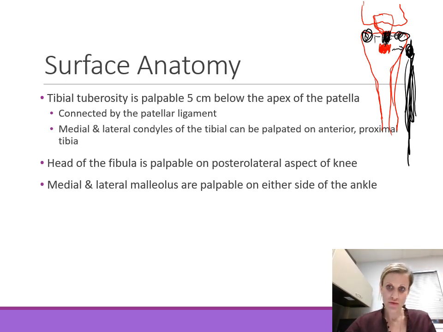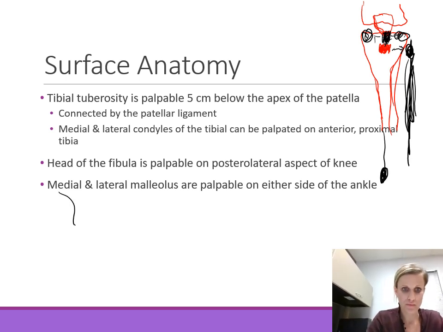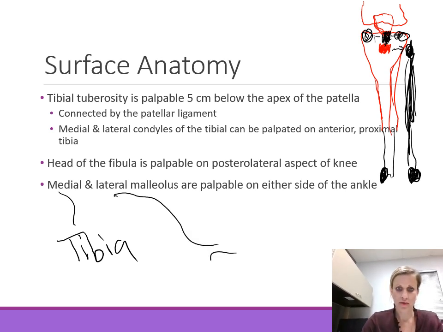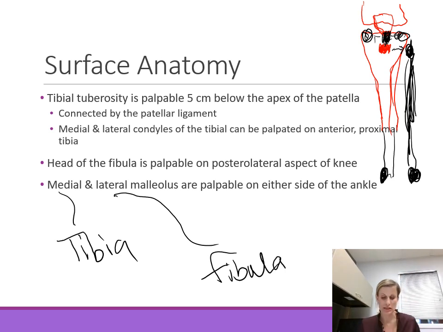If we progress down to the distal tibia and distal fibula, remember the medial malleolus is the distalmost part of the tibia. That's easily palpable on the medial side of the ankle. And then the lateral malleolus is part of the most distal part of the fibula. And again, that's easily palpable on the lateral side of the ankle. Those are the big round bulges that you see on either side of the ankle.